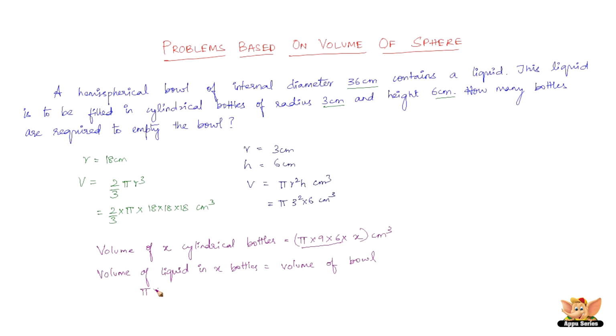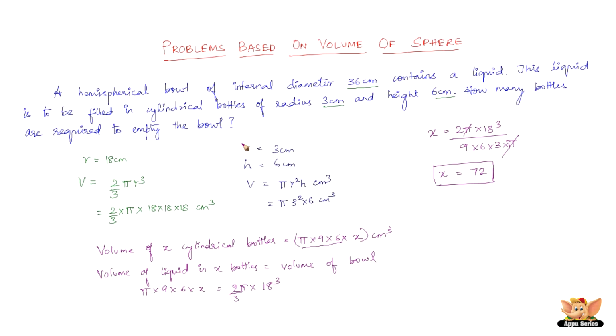So we have pi into 9 into 6 into x equal to 2 pi by 3 into 18 cube. On solving this, we get x as 2 pi into 18 cube divided by 9 into 6 into 3 into pi. Pi and pi get cancelled. So on solving the rest, we get x as 72. So hence, 72 bottles are required to empty the bowl, or 72 bottles are required to fill the liquid that was present in the hemispherical bowl of internal diameter 36 centimeters.